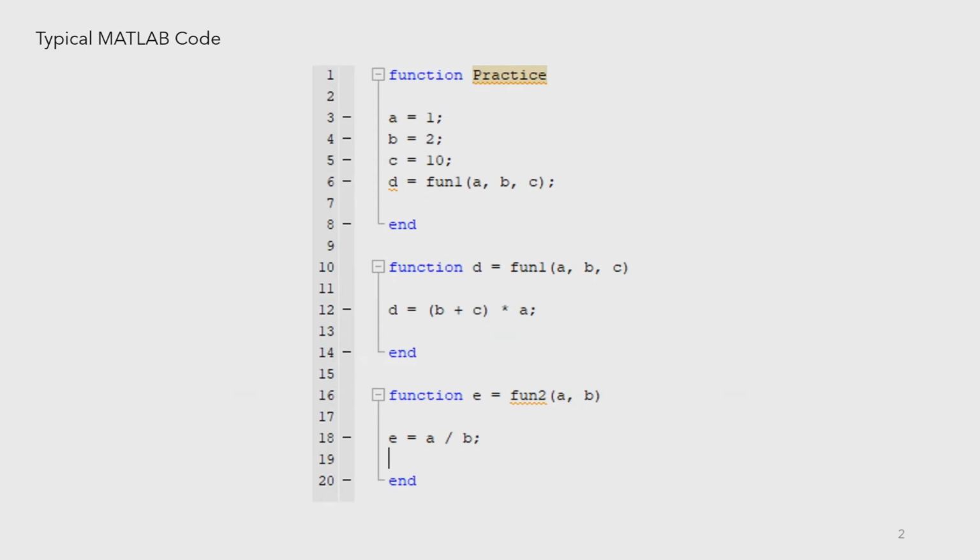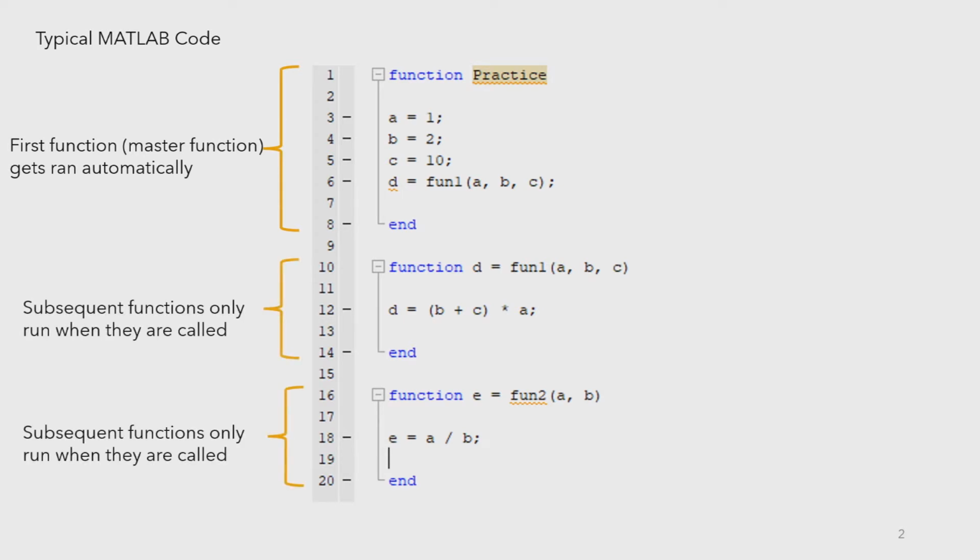Here we have some traditional MATLAB code. We have one master function, and then we have a bunch of subsequent functions. The master function gets run automatically, so lines 2 through 7 get run all the way through to completion whenever we run our code. However, these subsequent functions, fun1 and fun2, do not get run automatically. They will only be run if they are called.